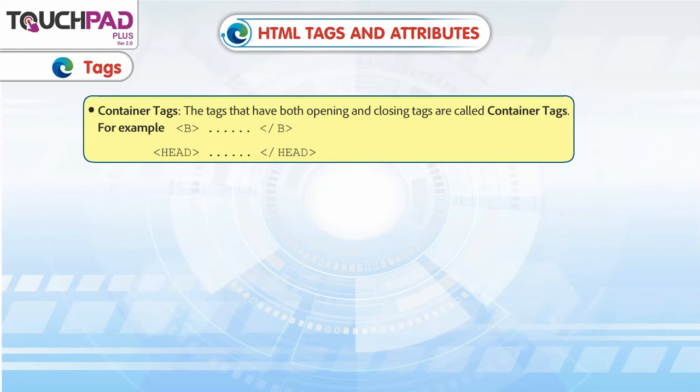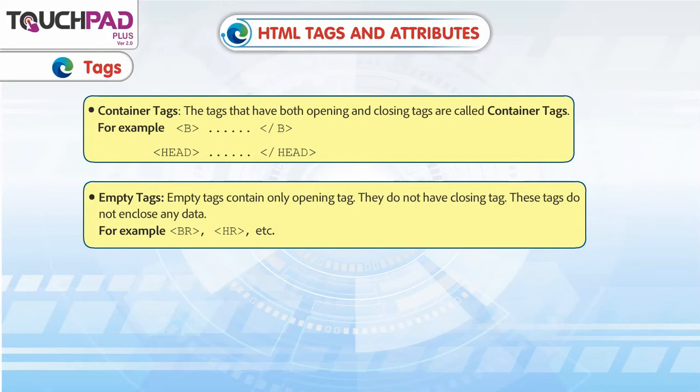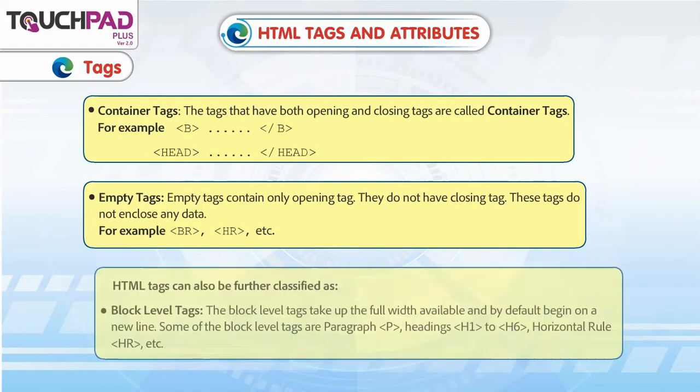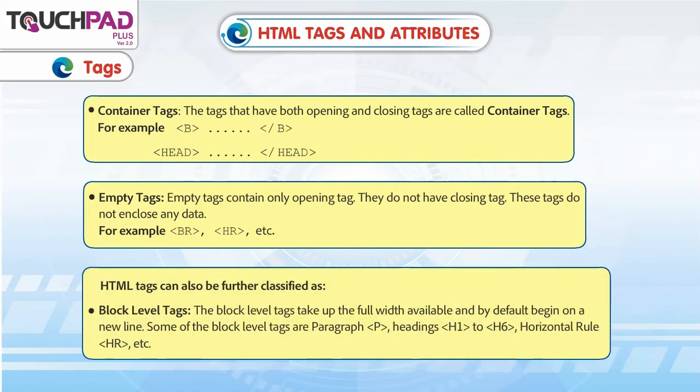Empty tags. Empty tags contain only the opening tag. They do not have a closing tag. These tags do not enclose any data. HTML tags can also be further classified as block level tags. The block level tags take up the full width available and by default begin on a new line. Some of the block level tags are paragraph, P tag, headings, H1 to H6 tags, horizontal rule, HR tag, etc.